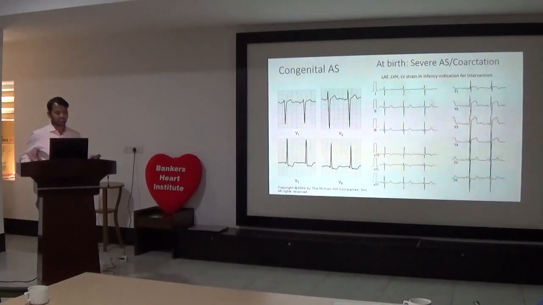Second obstructive disease: congenital AS. In this condition, the specific findings are like in adults, like LVH and LV strain pattern. But in infancy, LVH and LV strain pattern are more significant because there can already be a right ventricular strain pattern. So with criteria fulfilling LVH and LV strain pattern, that is tall QRS complexes with downsloping ST depression in anterolateral leads, we have to suspect severe AS and coarctation of aorta.